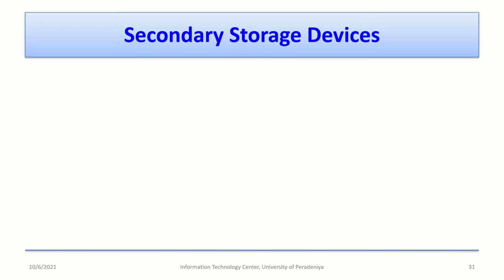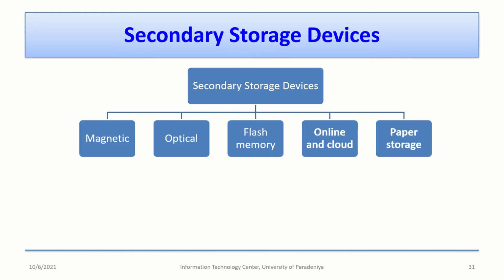Earlier we discussed the hierarchy of storage devices: the primary storage and the secondary, tertiary, and offline. All right, so I recall it. Primary means any storage device which is directly accessible to the central processing unit. Secondary means storage devices which are not directly accessible to the CPU. Then the secondary storage devices can be categorized into several categories.